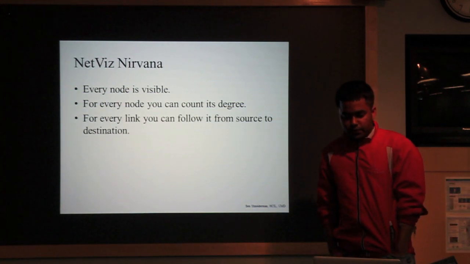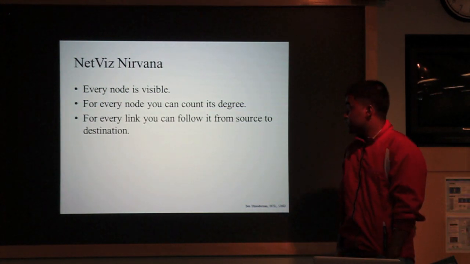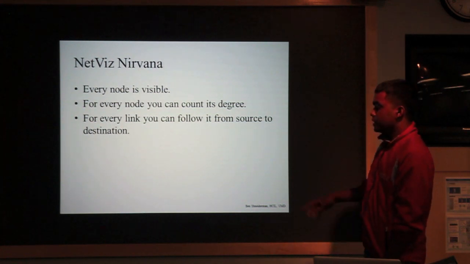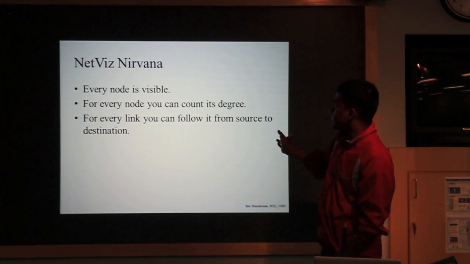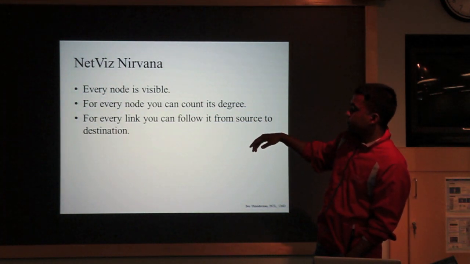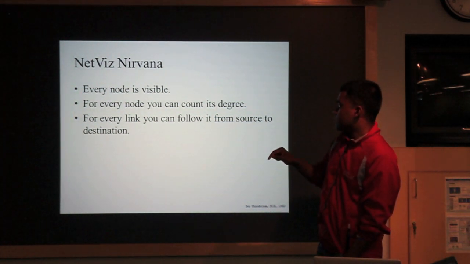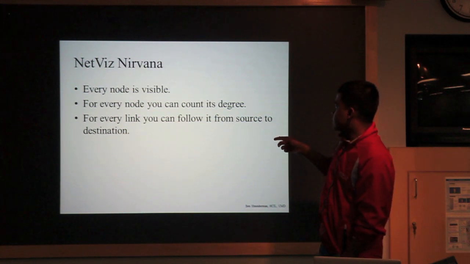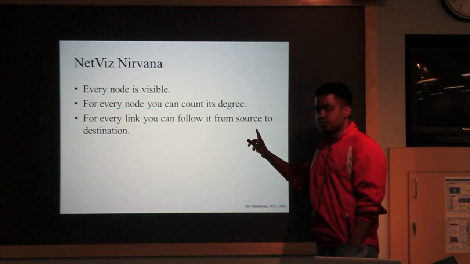The third one is that for every link you can follow it from source to destination. It's very important because in the case of a transport network you want to find sources to destinations. In other kinds of networks, like a social network, you may want to find out how this person is connected to me. So following from source to destination is also very important.